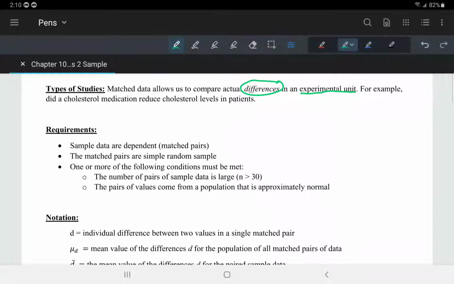There are some requirements to performing this test. The sample data should be dependent or matched pairs. We will need a simple random sample. And then we need the number of pairs to be large, n is greater than 30, or the matched pairs of values should come from a population that is approximately normal.